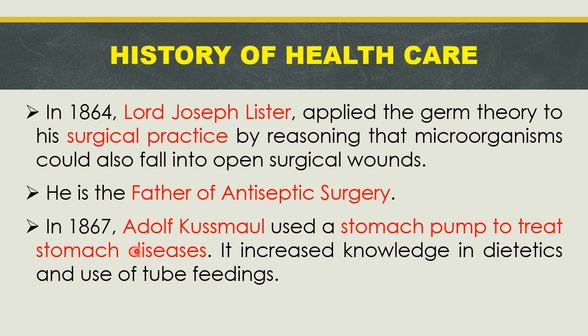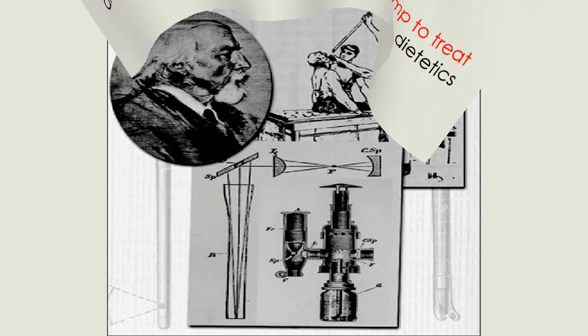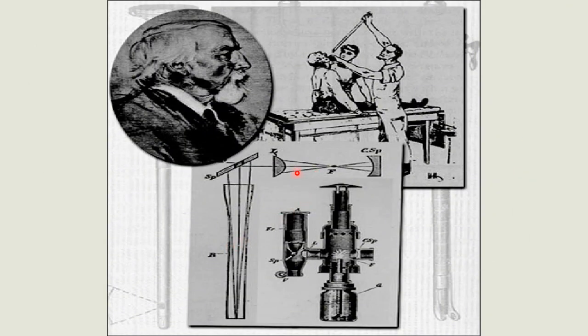Then, in 1867, Adolphe Kussmaul used a stomach pump to treat stomach diseases. It increased knowledge in dietetics and use of tube feeding. So, yun yung contribution ni Adolphe Kussmaul, yung stomach pump. And a stomach pump looks like this, no? Ganyan siya ginagawa. And this is Adolphe Kussmaul.